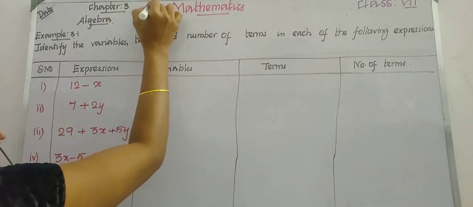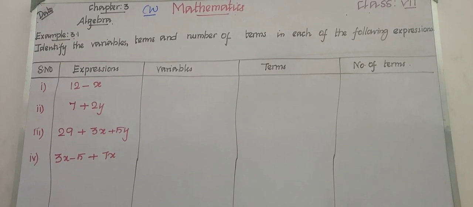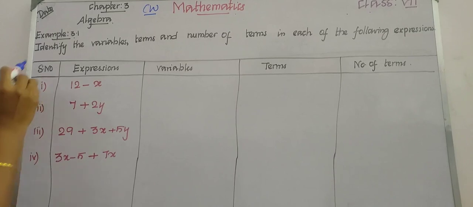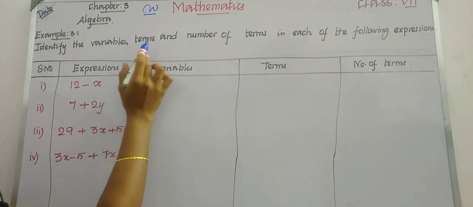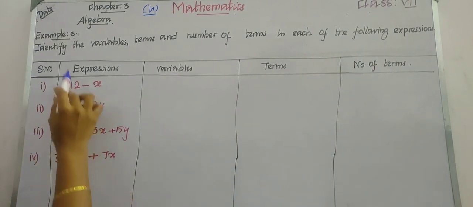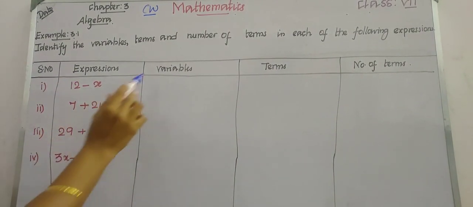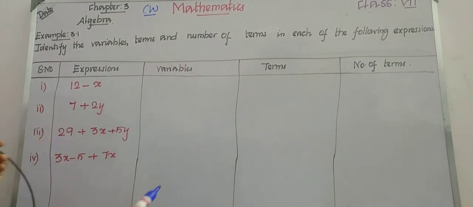Write the heading: Chapter 3, Algebra. And write Example 3.1. Now read the question: Identify the variables, terms and number of terms in each of the following expressions. Some expressions are given, and we need to identify the variables, terms and number of terms here.